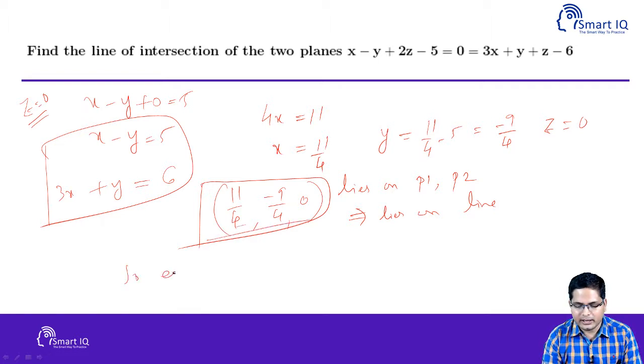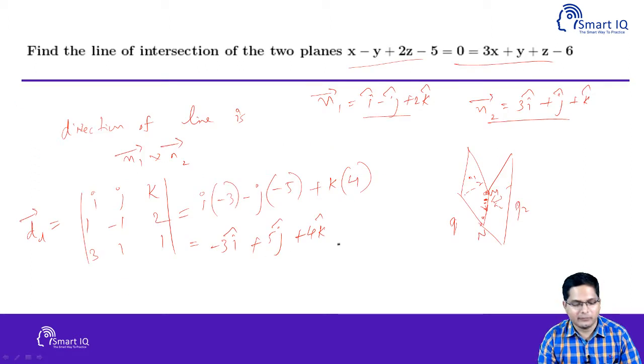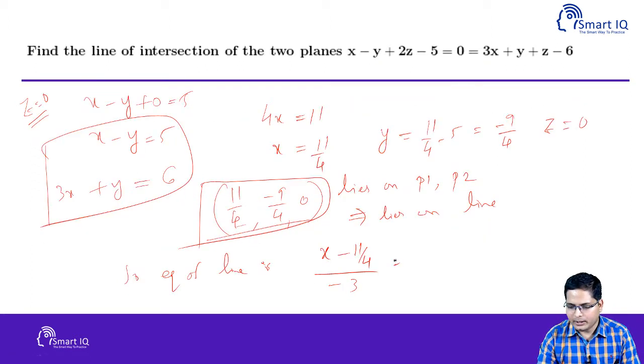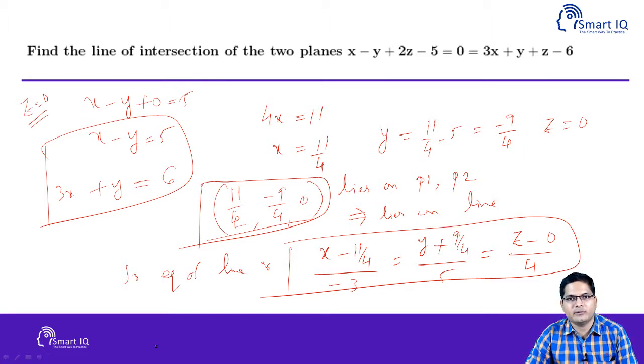So the equation of the line is (x minus 11 by 4) divided by minus 3, which is the direction ratio we got, minus 3, 5, 4, equal to (y plus 9 by 4) divided by 5, equal to (z minus 0) divided by 4. This is the answer for the line of intersection of two planes. This line is in symmetric form. You can convert this to vector form, that easily you can do. What is the vector here? Minus 3 i cap plus 5 j cap plus 4 k cap. What is the point here?